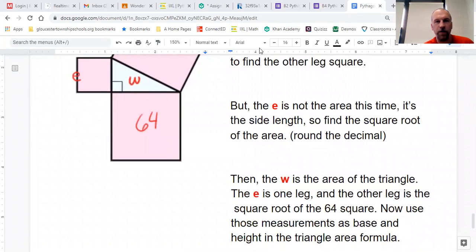So this was 7.55. And now I need to find W. Well, W is the area of the triangle. So just like those other problems, I need both of the legs. Well, I have a 7.55, but I don't have this one. Well, this one comes from this square. So do the square root of this. And that means that this side is 8.